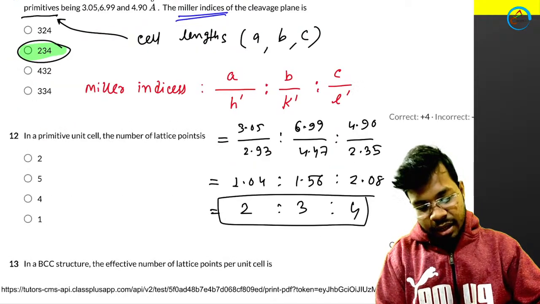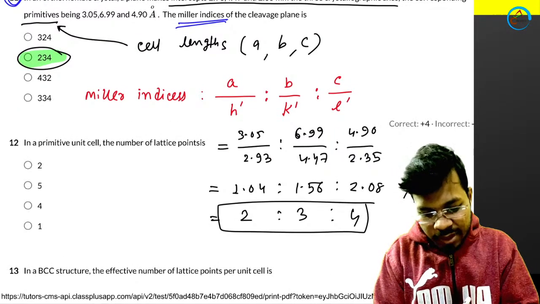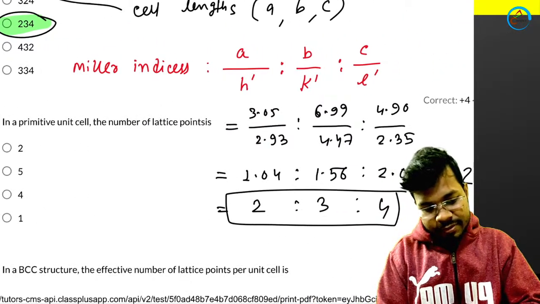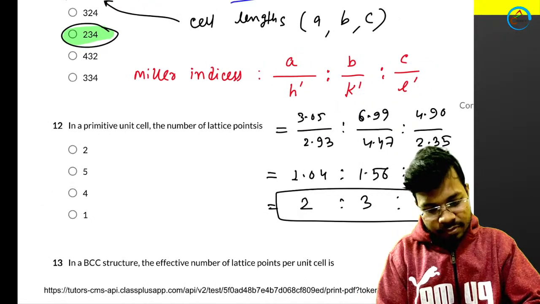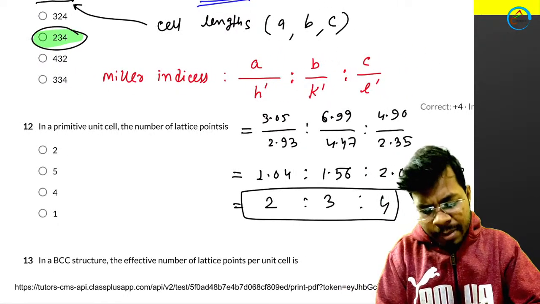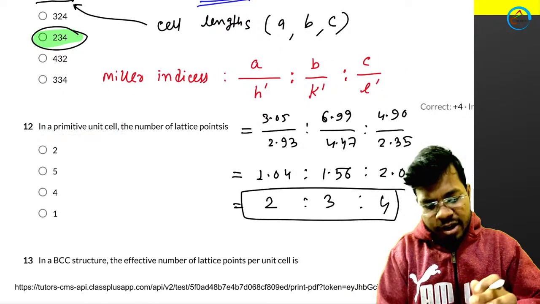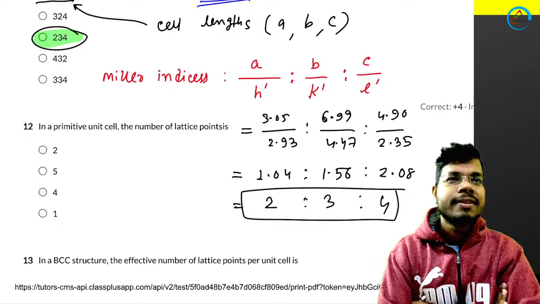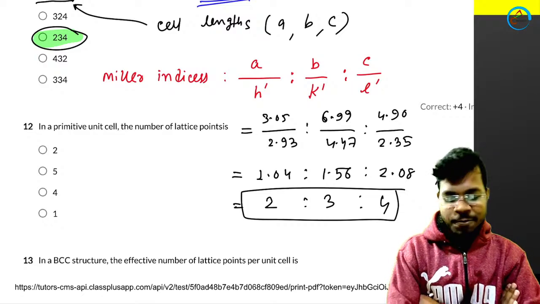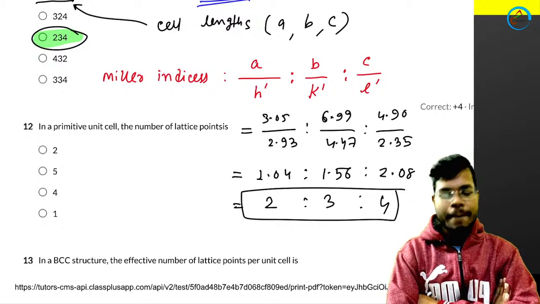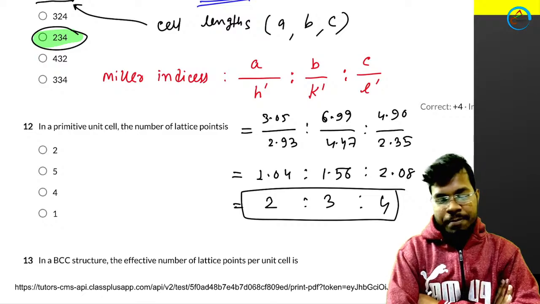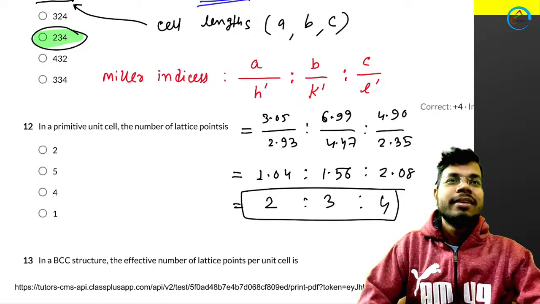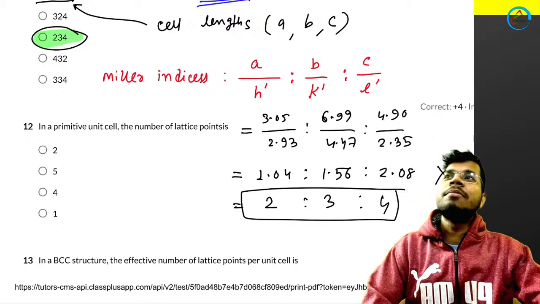Next one, anybody? Question number 12. Question number 12. In the primitive unit cell, the number of lattice points, you have 20 seconds. Anybody? In the primitive unit cell, the number of lattice points, anybody? 4. Okay, you are saying 4. Anybody?